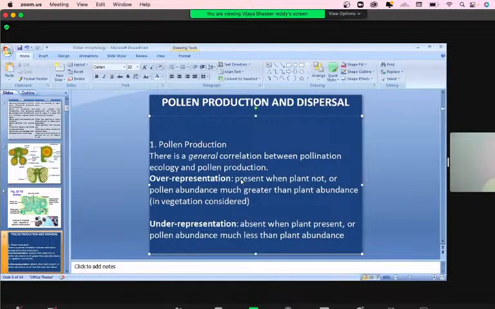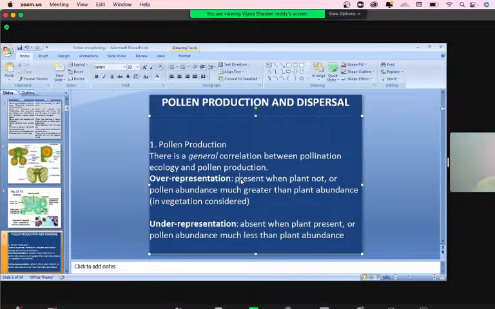Okay, so pollen production is always an important aspect. It always depends on the species. Each plant has its own mechanism, its own number of pollen grains per anther that they release to reach the stigmatic surface. Basically, there are two types of representation that can be seen. One is over-representation, another one is under-representation.